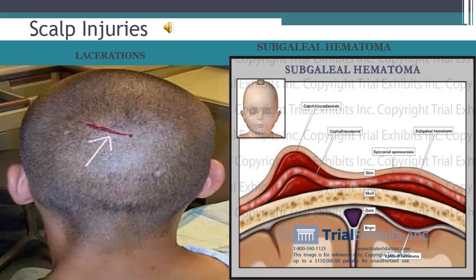Scalp injuries can be either lacerations, in which the continuity of the scalp is disrupted and lost, or in the form of subgaleal hematoma, in which the hematoma or bleeding occurs underneath the galea aponeurotica, as shown in this slide.